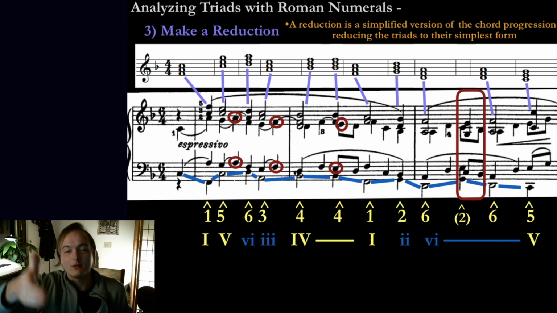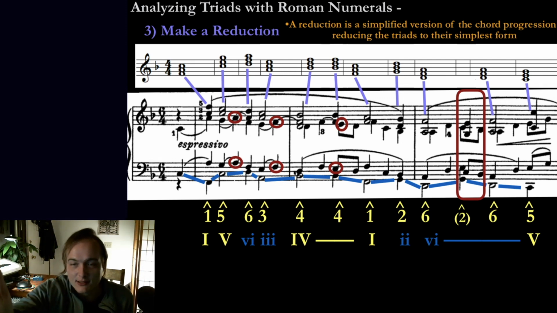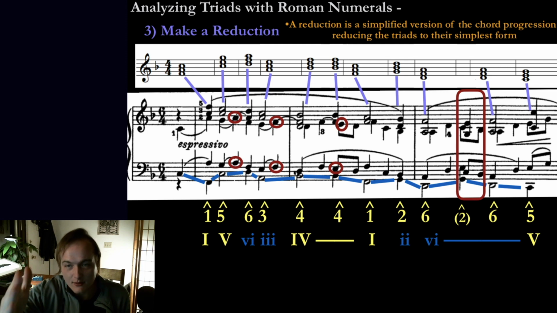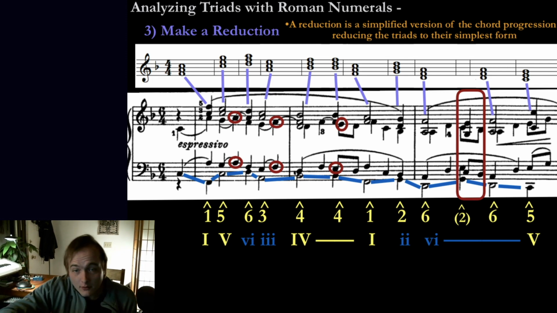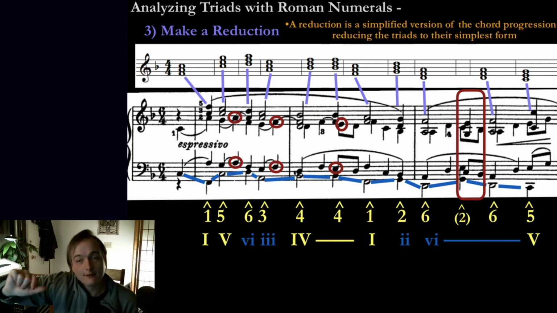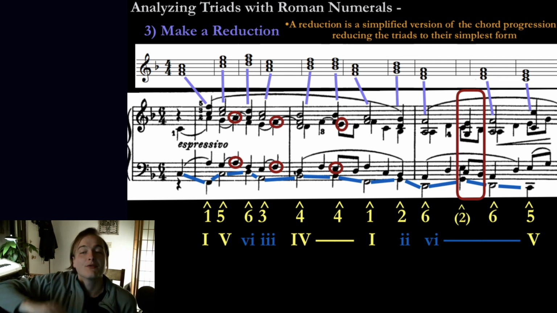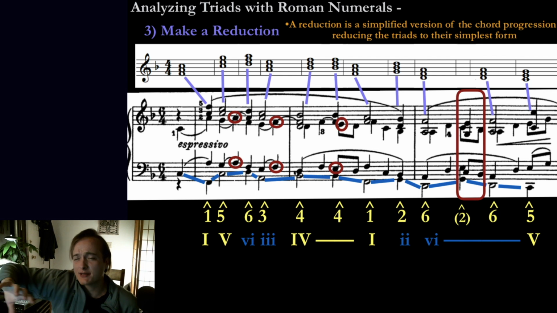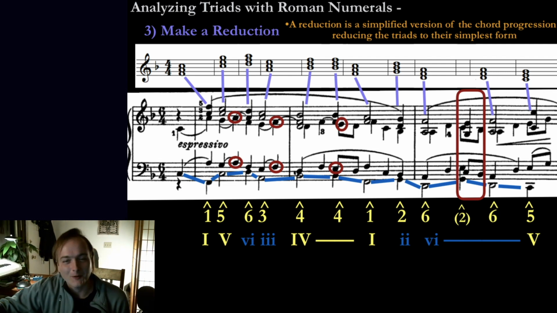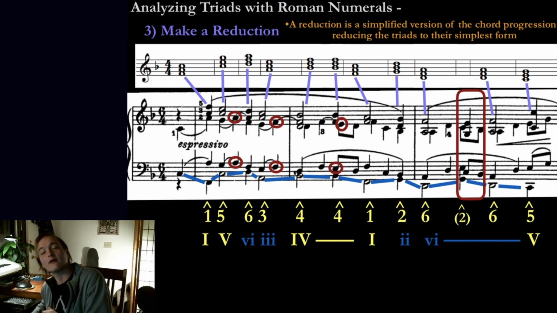So in this case, we will see that the 1 chord goes to the 5 chord, then there's the 6 chord, the 3 chord, then 4 chord, and the 4 chord is extended through the non-chord tone. Then it goes back to the 1 chord, then 2, then 6. 6 is stretched out through the red circled one, don't worry about it, and then to the 5 chord. And as you can guess, the next chord, it returns to the 1.